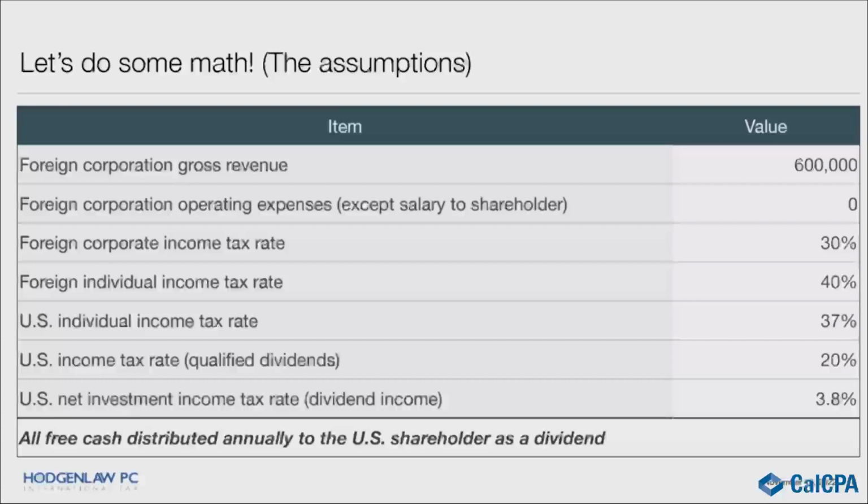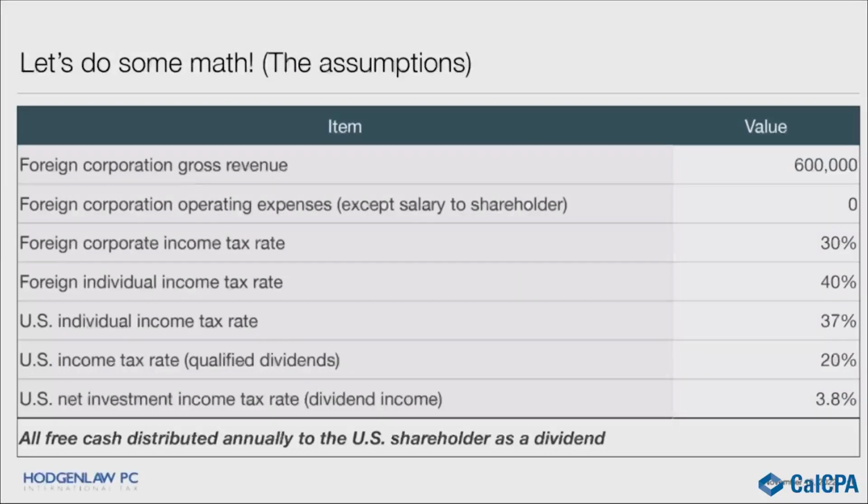Foreign corporate income tax 30% and foreign individual income tax rate 40%. I'm using these just as stylized examples of a high tax jurisdiction, an OECD country. You pick your random European country. These are just numbers that I picked out of my hat, and the results obviously will differ when you pick a real corporation in a real country with real tax rates.